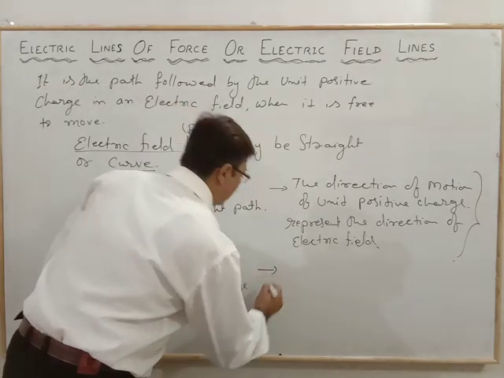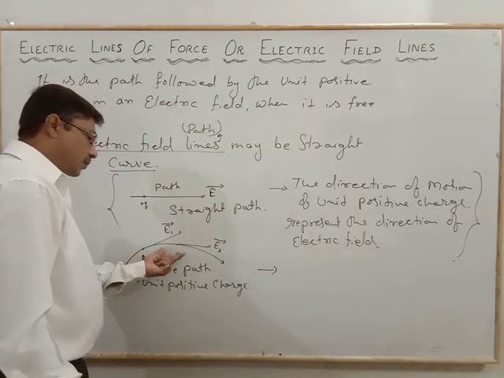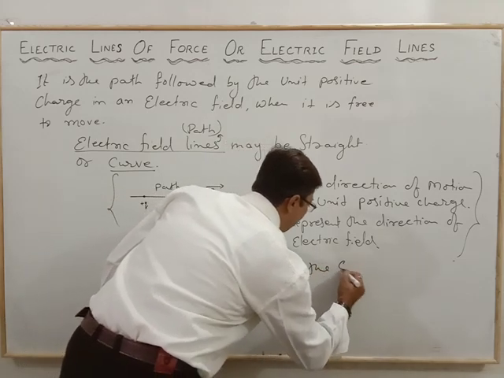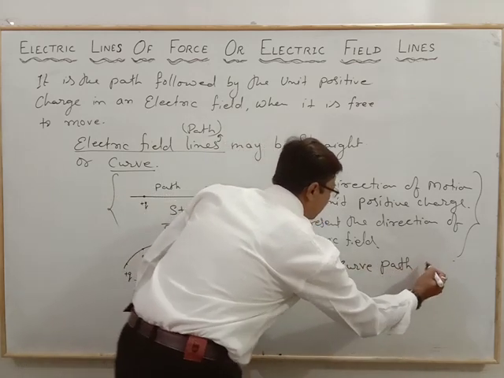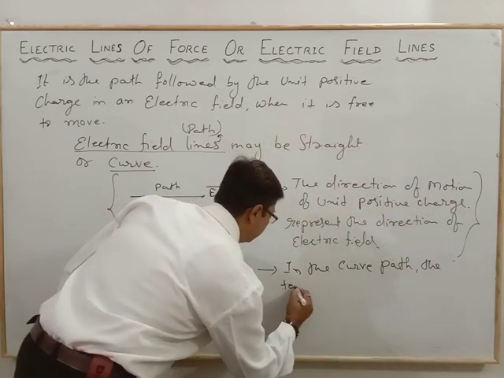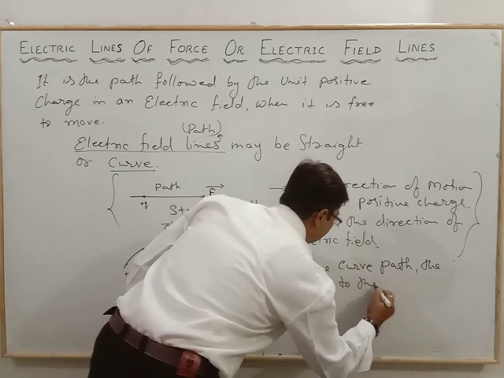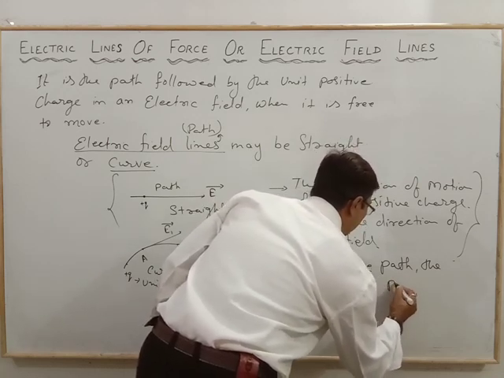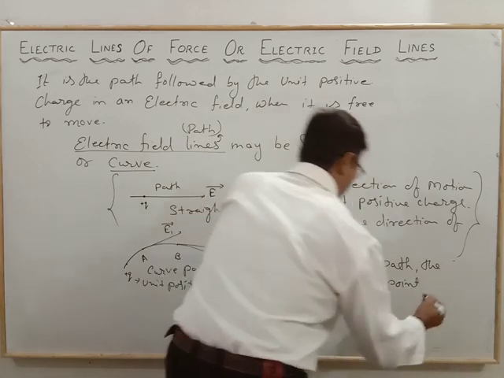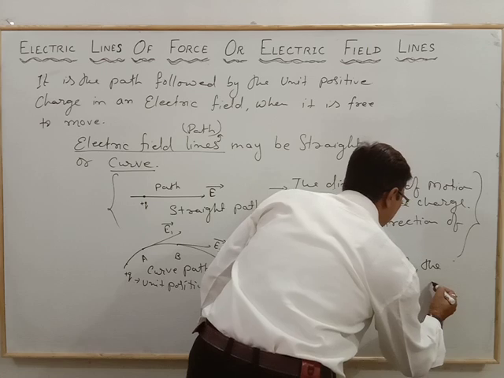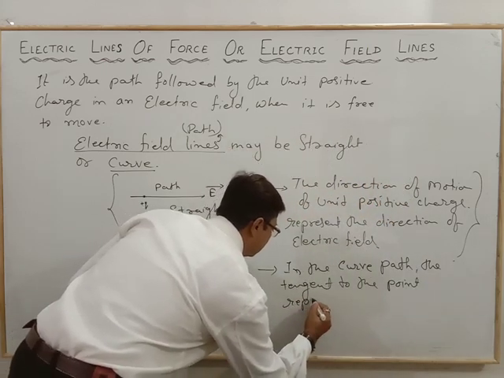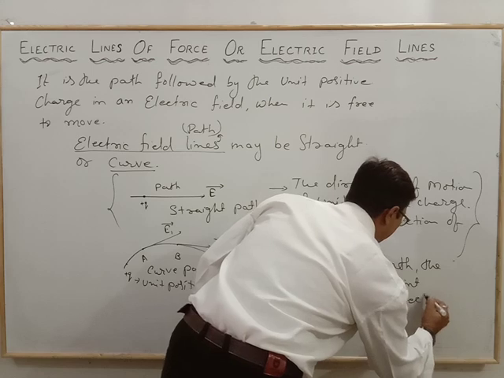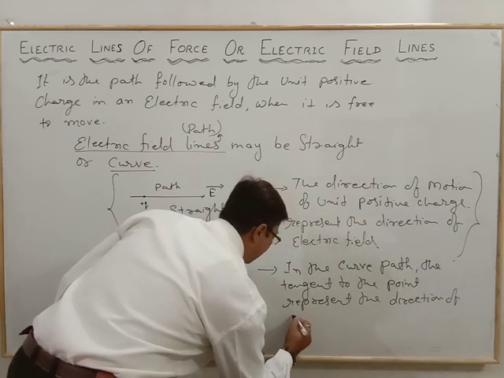Now for the curved path, the tangent to the point represents the direction of the electric field. In the curved path, the tangent to the point represents the direction of electric field.